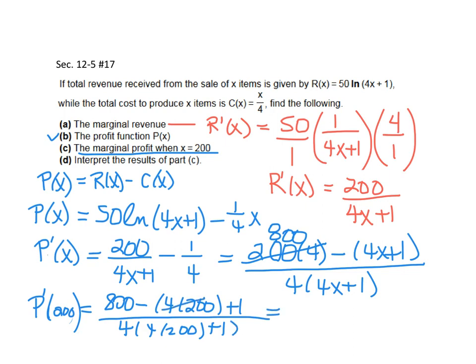So 4 times 200 is 800. 800 plus 1 is 801, and 4 times 801 in the denominator is 3204. And 800 minus 800 is going to disappear, so we're only going to have 1 left.